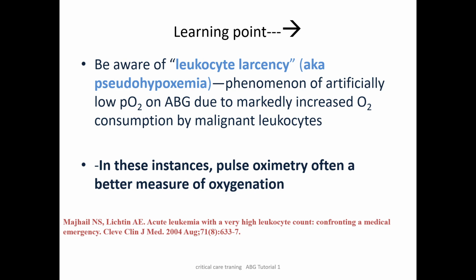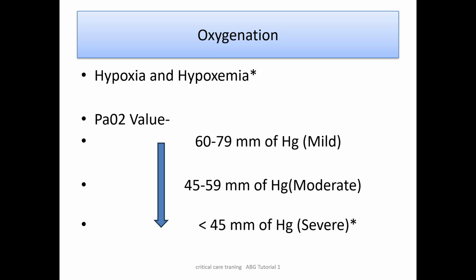So in malignancy patients, this is about leukocyte larceny, or pseudo hypoxemia: artificially low PO2 in the ABG due to markedly increased oxygen consumption by the malignant leukocytes. So in these instances, you may rely on your pulse oximeter, or it is better to process your sample as early as possible rather than waiting, and this will give the true picture.